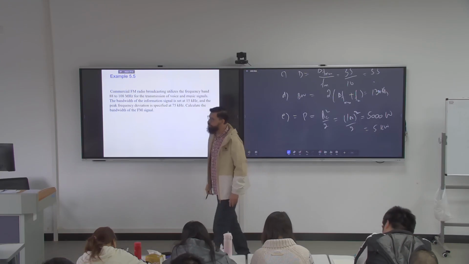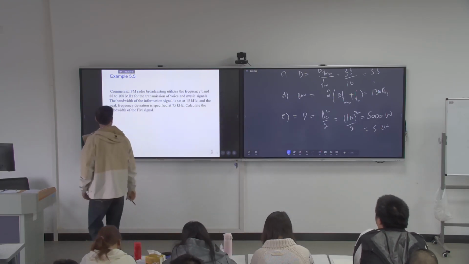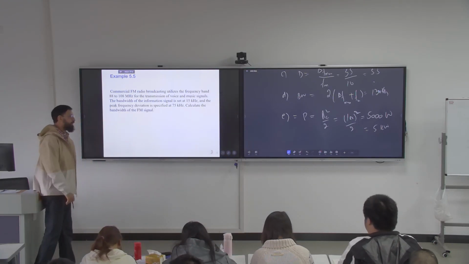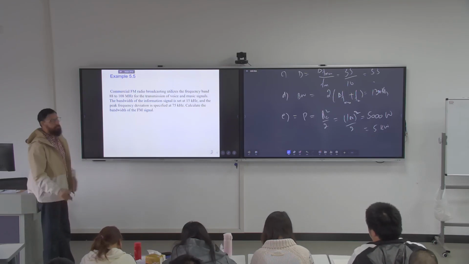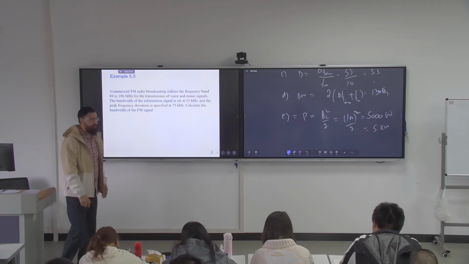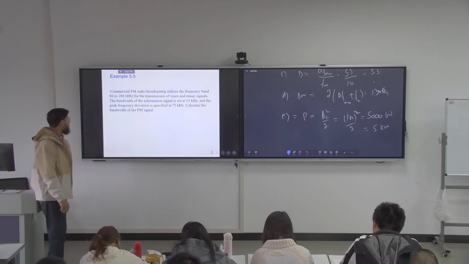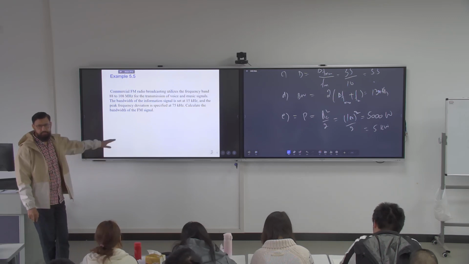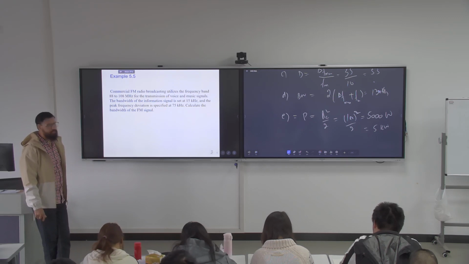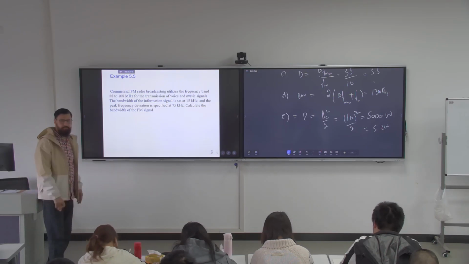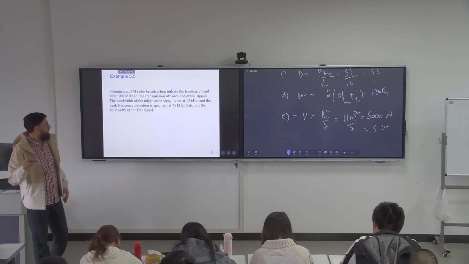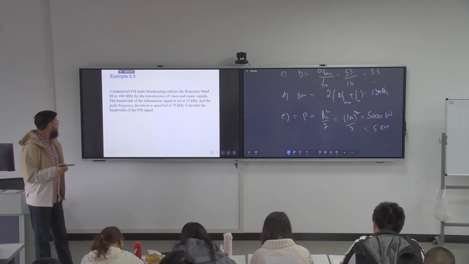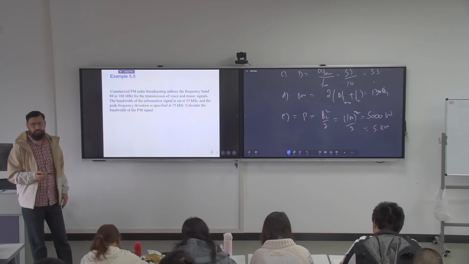A commercial FM radio broadcasting utilizes the frequency band from 88 to 108 megahertz for the transmission of voice and music signals. The bandwidth of the information signal is set at 15 kilohertz. This is FM, the bandwidth of the signal. And the peak frequency deviation, delta F max, is 75 kilohertz. Calculate the bandwidth of the signal.